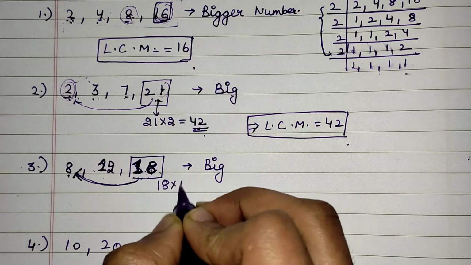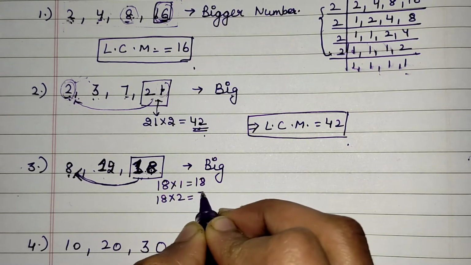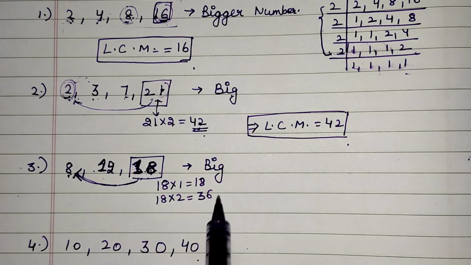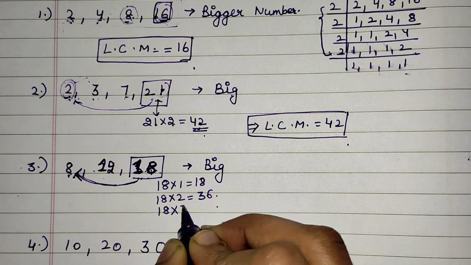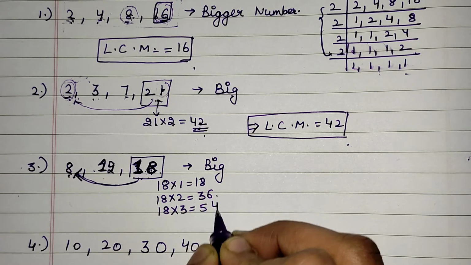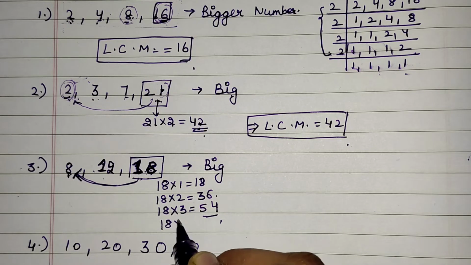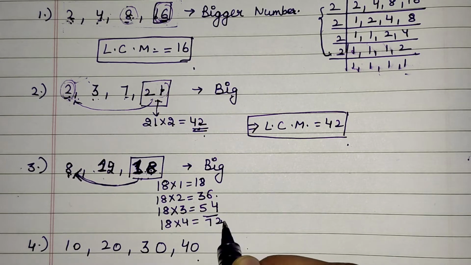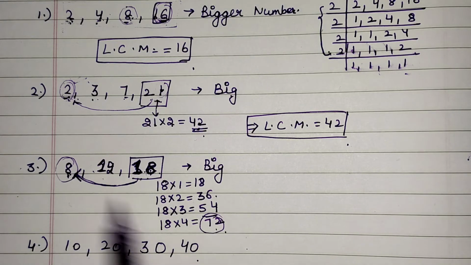18 into 1, if I do that, it will become 18. 18 into 2 will become 36. No, 36 is again not divisible by 8. So let's try with another value. 18 into 3 is 54. 54 is again not divisible by 8. So check with 18 into 4, which is equal to 72. Now this is divisible by 8.